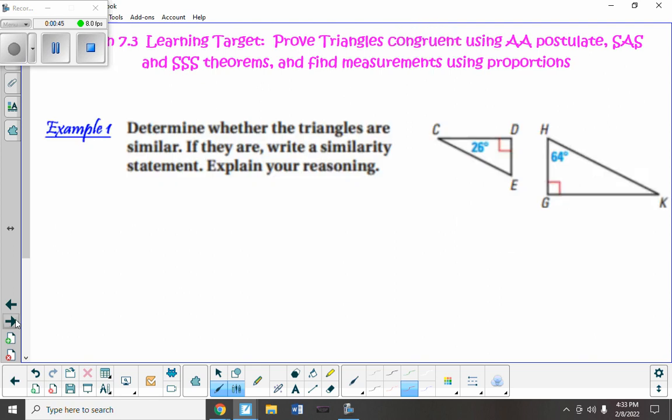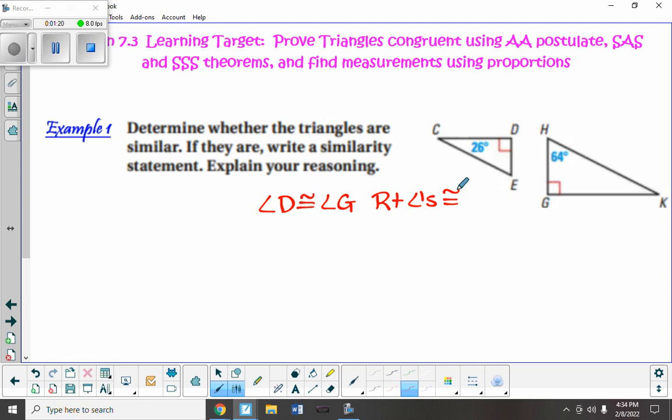So let's do some examples using that. It says determine whether the triangles are similar. If they are, write a similarity statement, explain your reasons. Well, the first thing we want to do here is find the missing angles. First of all, angle D and angle G are congruent because they're both right angles. So I'll write that down. Angle D is congruent to angle G, and that's because all right angles are congruent. So there's one reason I can write down.